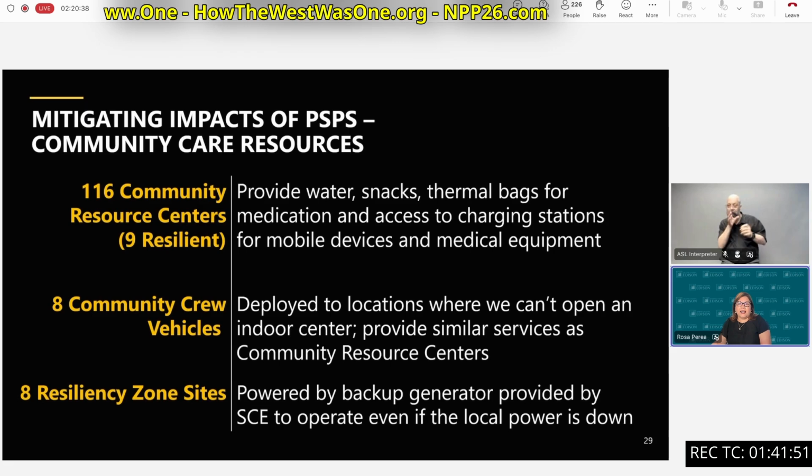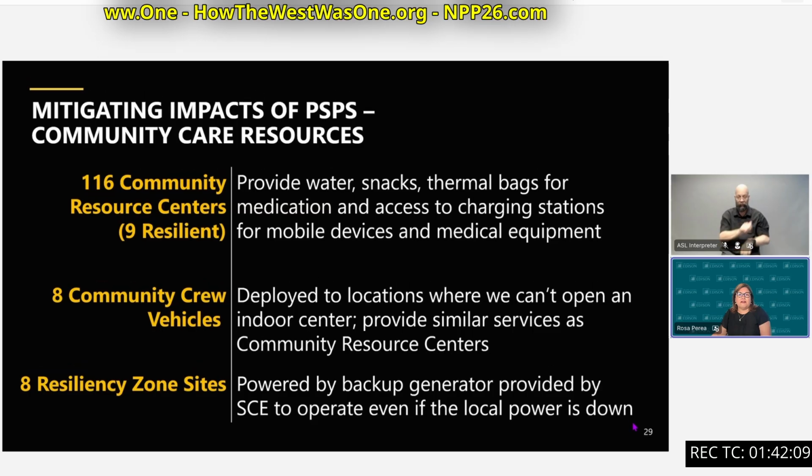And we also recognize that not everyone can easily get to a resource center, especially in rural or hard to reach areas. So that is why we have 8 community crew vehicles that provide the same essential services as the community resource centers. And we've also created 8 resiliency zones that are strategically chosen locations where we have installed backup generators so that businesses that you depend on most can keep operating even during PSPS.